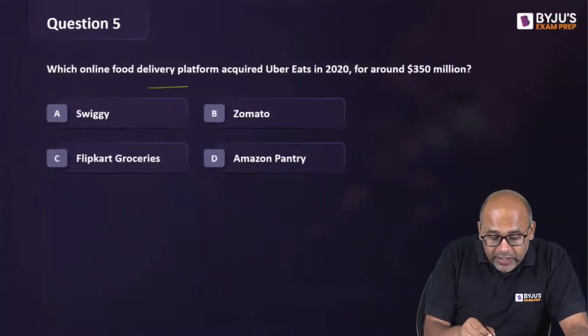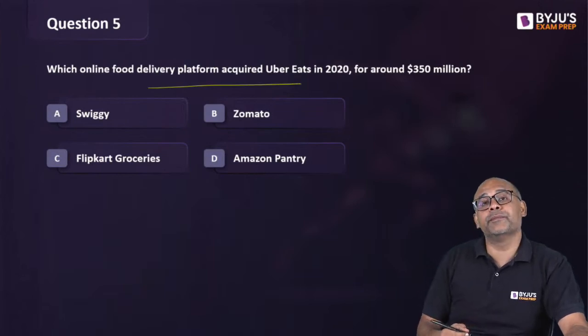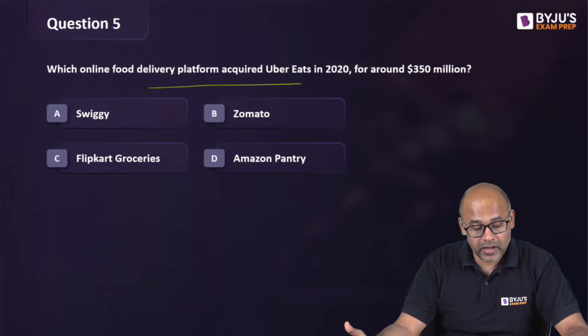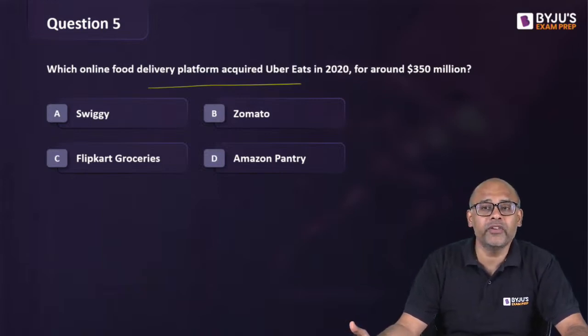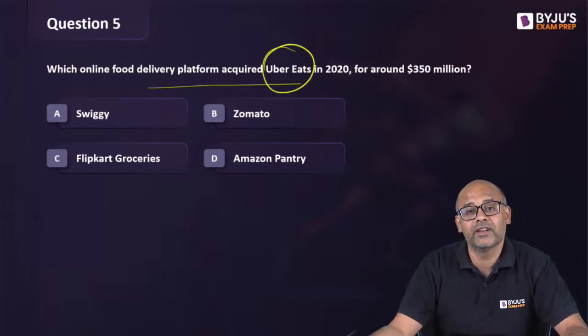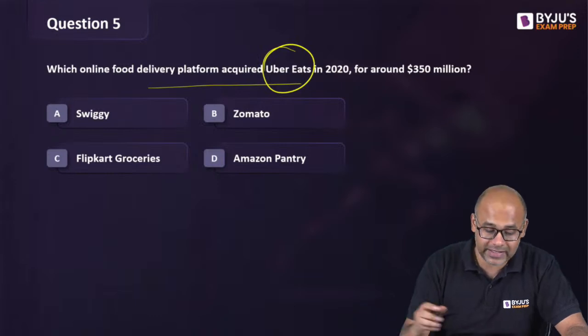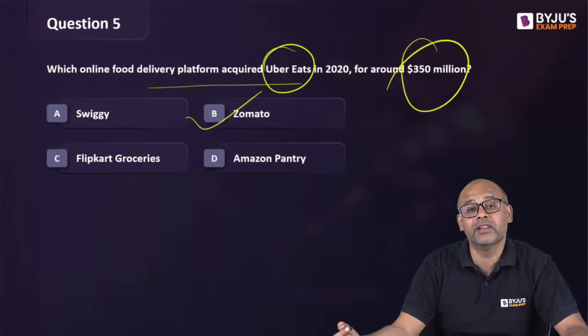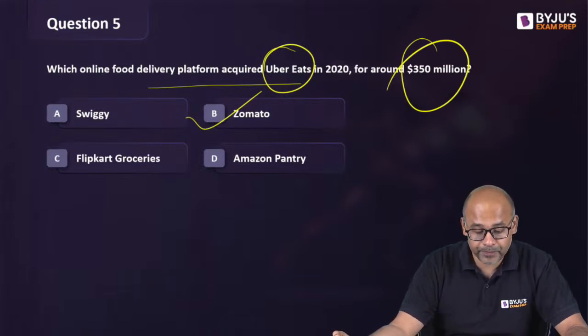Which online food delivery platform acquired Uber Eats? Okay, this is a GK question. How many of you know this? How many of you even remember Uber Eats? Uber Eats was there for about a year or so, year and a half or 2 years, and then it got acquired. Yes, the correct answer is Zomato for almost 350 million. It's a big amount. Okay, Uber Eats was acquired by Zomato.